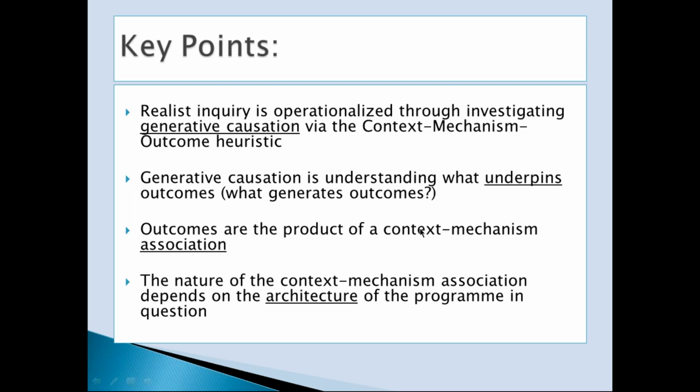And generative causation is understanding what underpins outcomes, or what generates outcomes, with this idea that there are mechanisms that are hidden or invisible or difficult to view or dormant or latent. And these are forces that actually produce outcomes, produce evidence. So in a research process, we talk about outcomes. So what produces outcomes? And we also say that outcomes are the product of a context mechanism association.